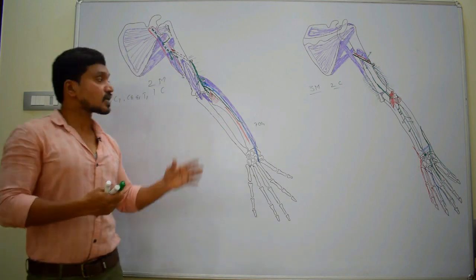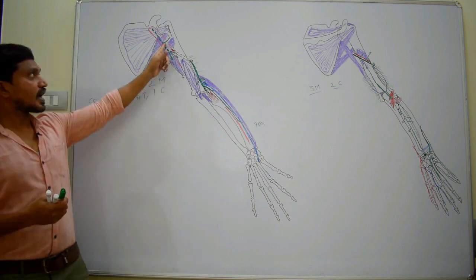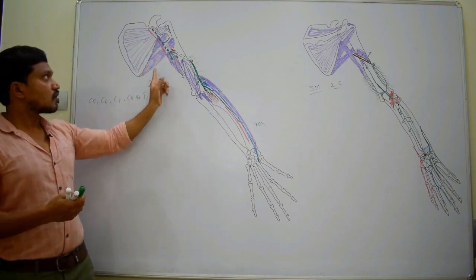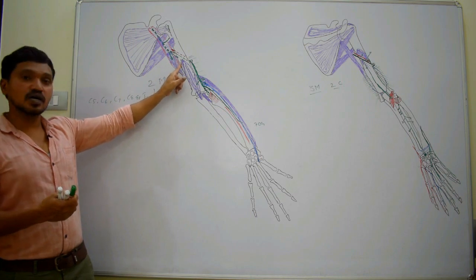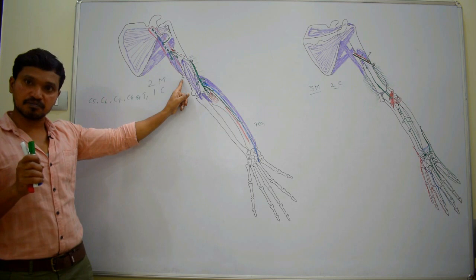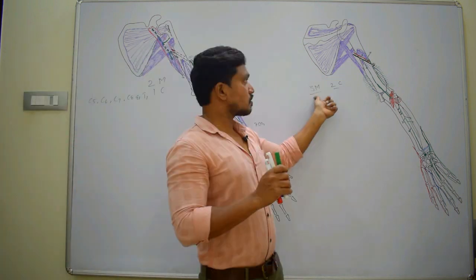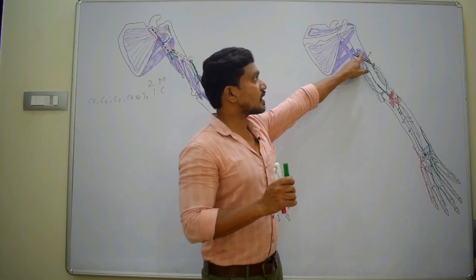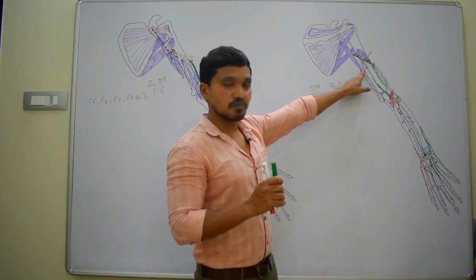Now we will see completely all branches. In the axilla, two muscular branches, one cutaneous branch. The two muscular branches are, one to the long head, another to the medial head. Cutaneous branch, posterior cutaneous nerve of arm. Then in the spiral groove, three muscular branches, two cutaneous branches. One branch is to the lateral head, another branch is to the medial head.